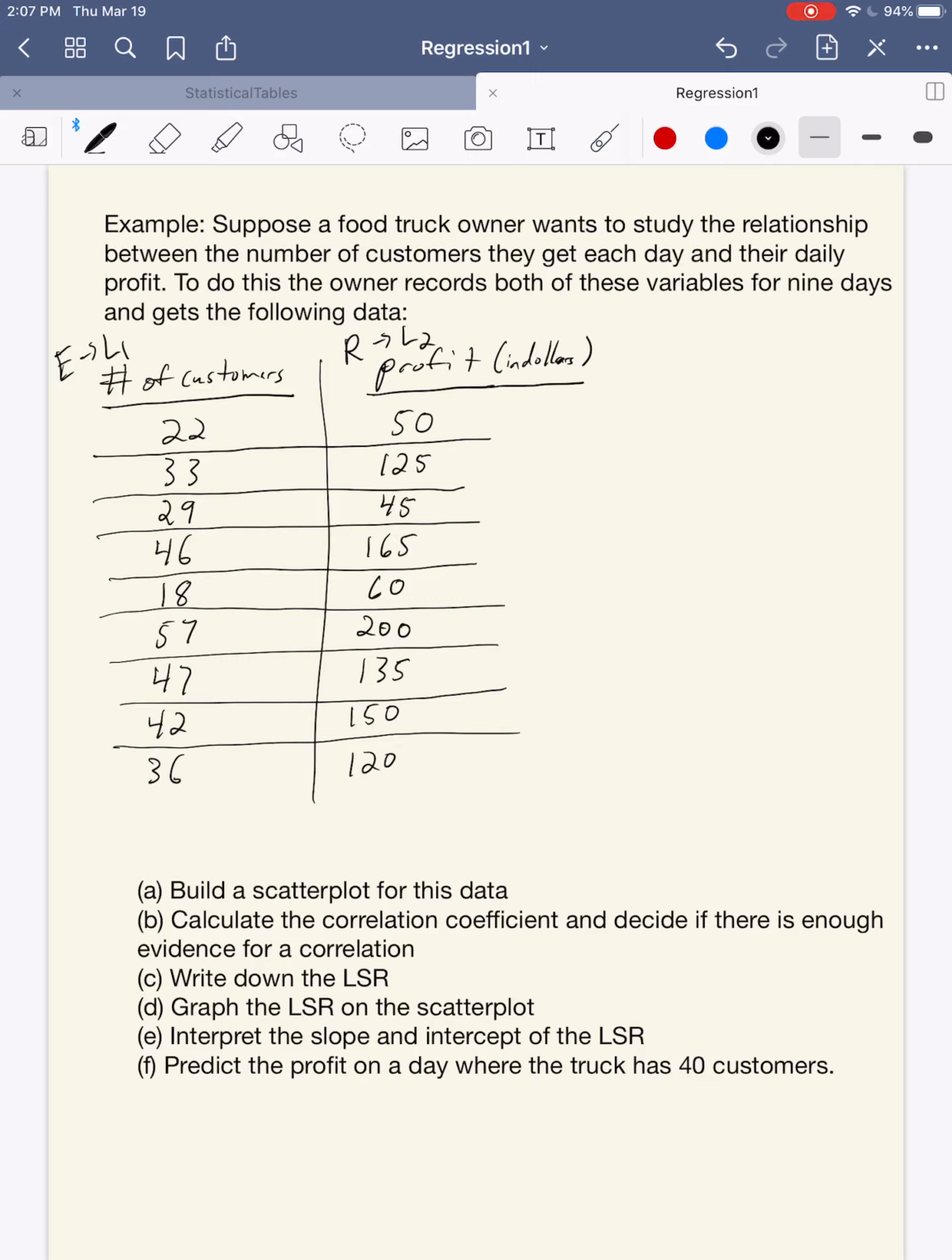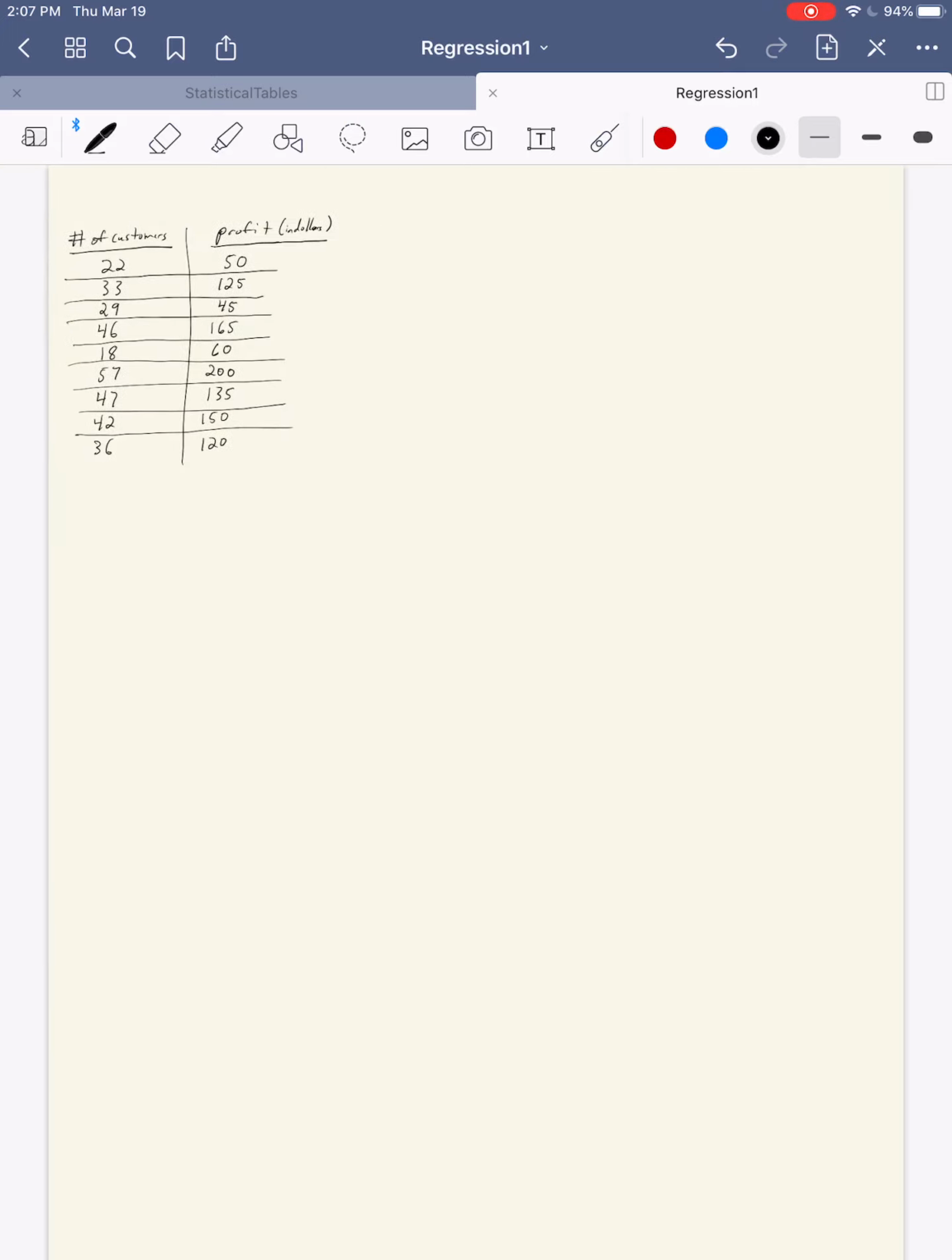All right, go ahead and get this data typed in, and then we'll move on to our next page to have enough room to work through the different pieces. All right, so let's do that. There's our data, and we've got a couple pieces that we wanted to do. Let's first start with that scatter plot.